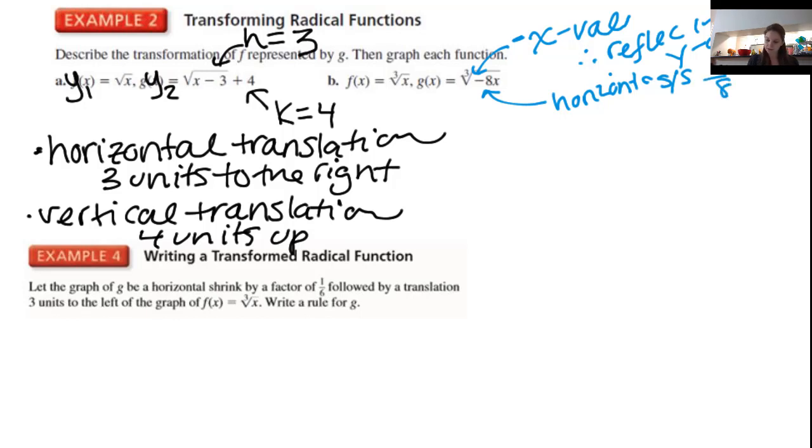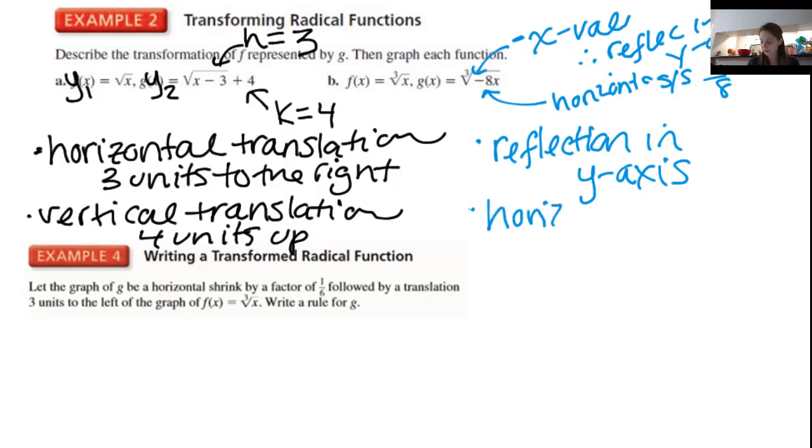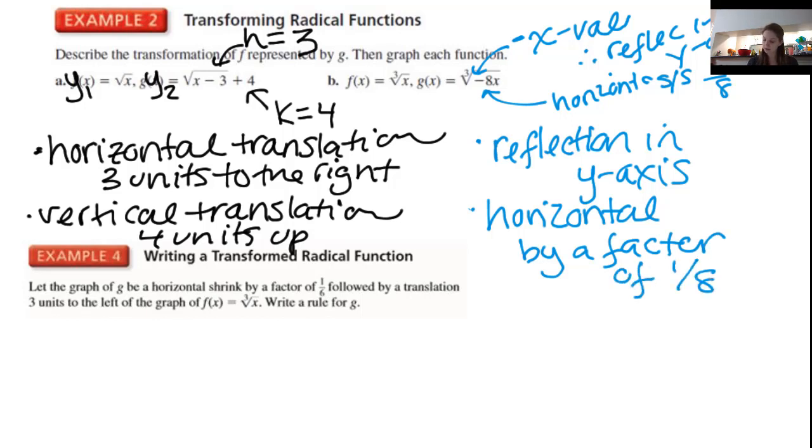So I can write this now. There are two transformations happening here. We have a reflection in the y-axis and a horizontal stretch or shrink by a factor of 1/8.